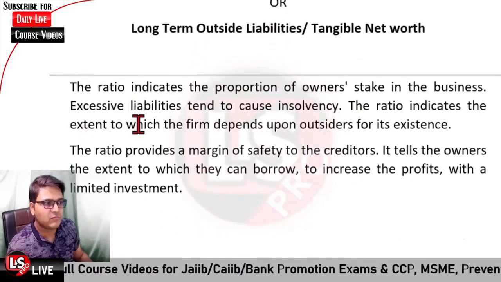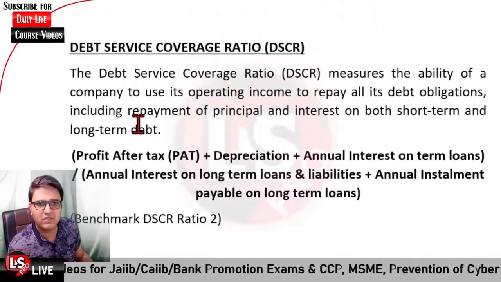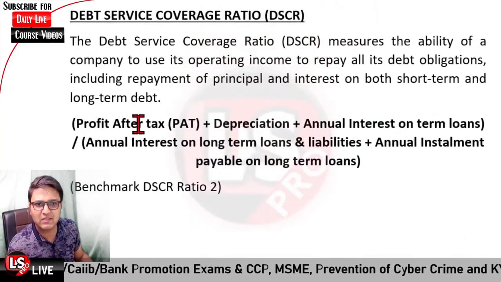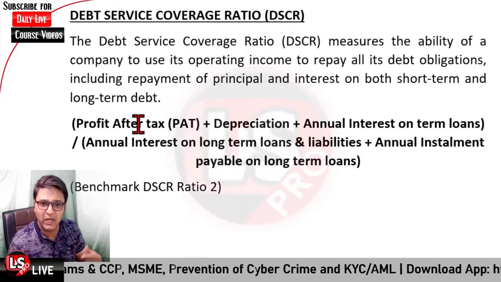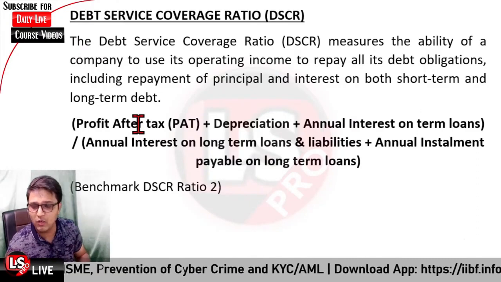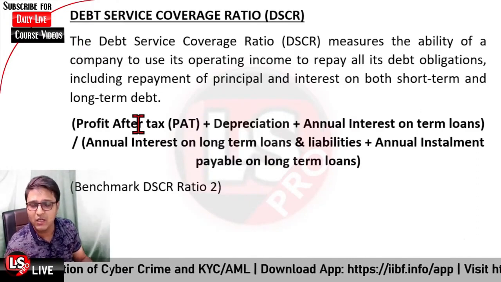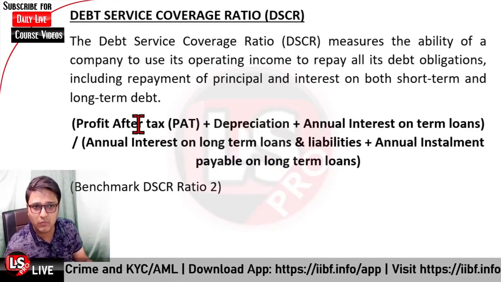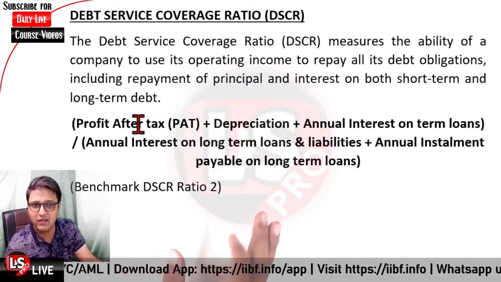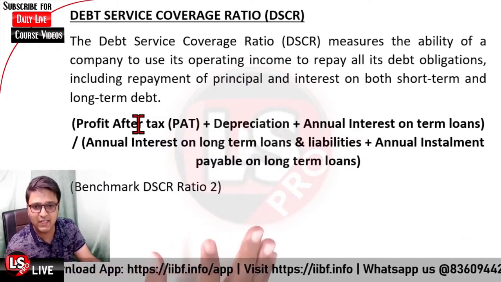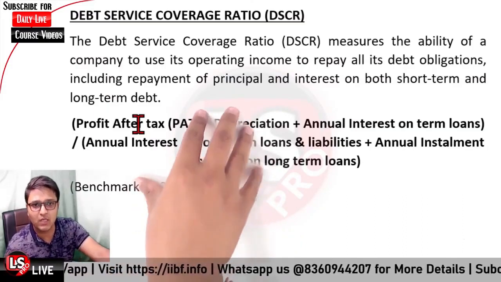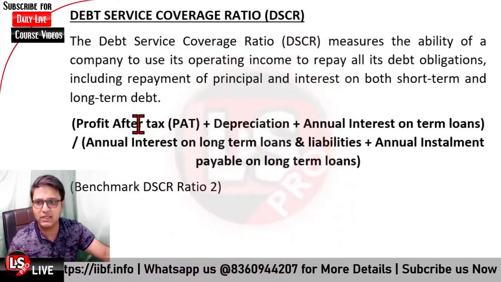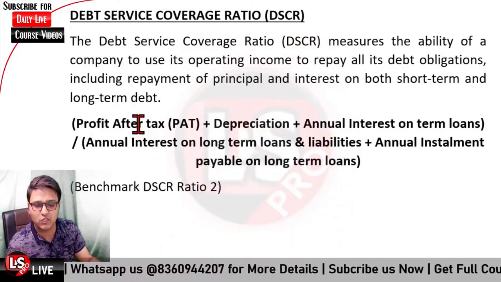Then it says the debt service coverage ratio. Why do you say it is service? Will you be able to pay your installments in the near future or not? That is related to servicing the installments, or servicing the debt. That is what the debt service coverage ratio tells us.